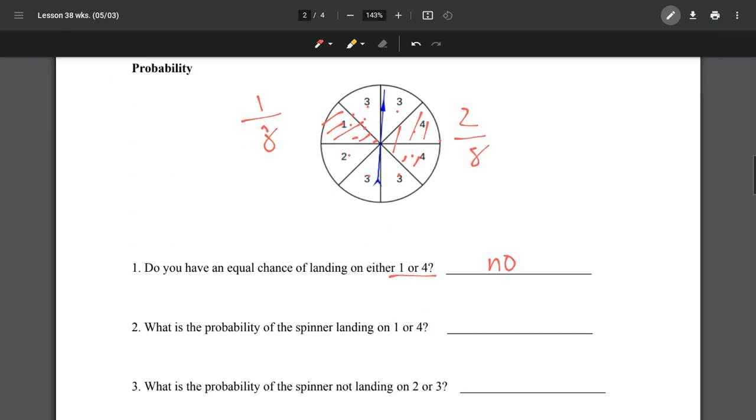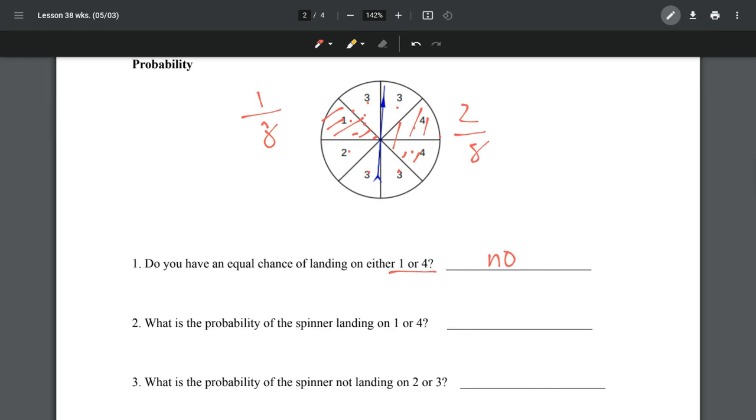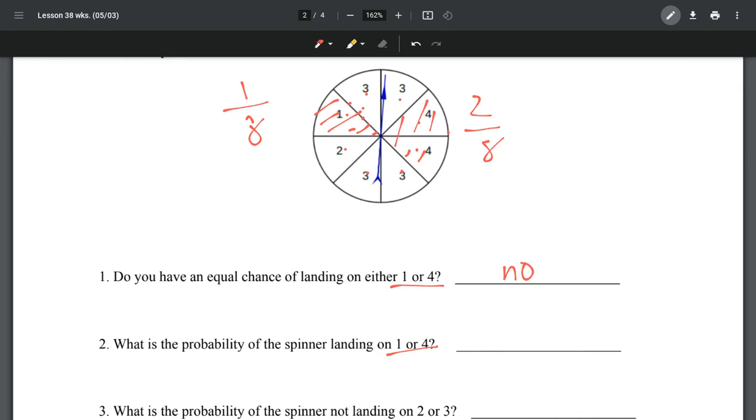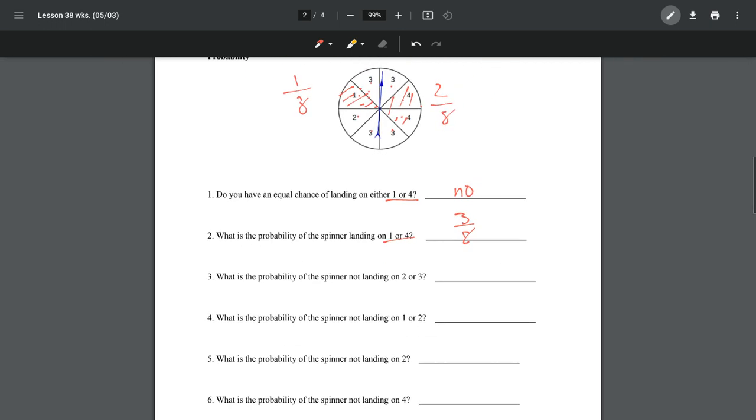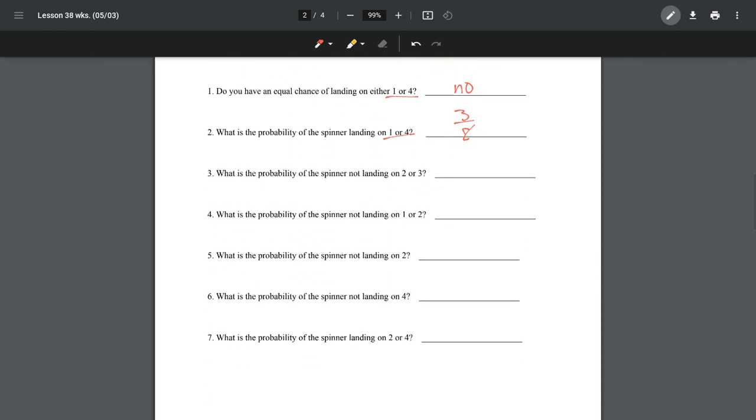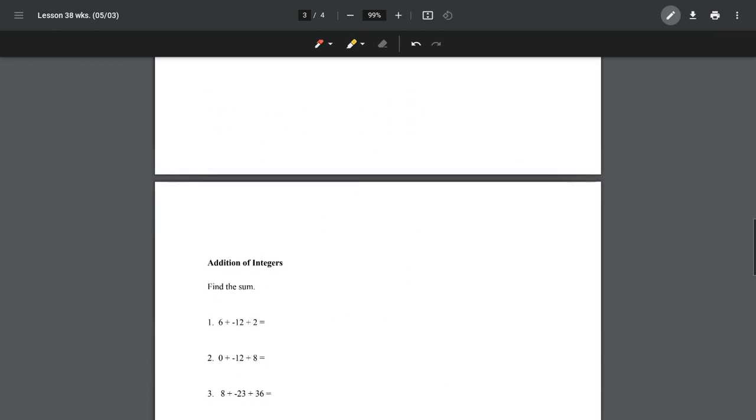No. Number 2, what is the probability of the spinner landing on 1 or 4? Well, when we add them together, 1 over 8 plus 2 over 8, that's 3 over 8. So that's 3 out of 8 chances. So that's it. Go ahead and try the rest on your own, and then let's move on.